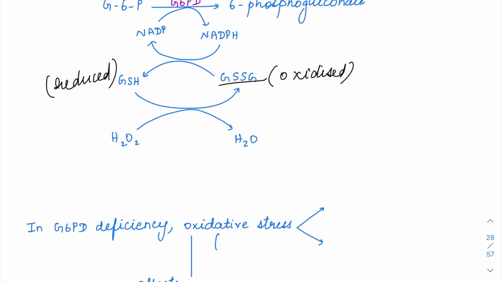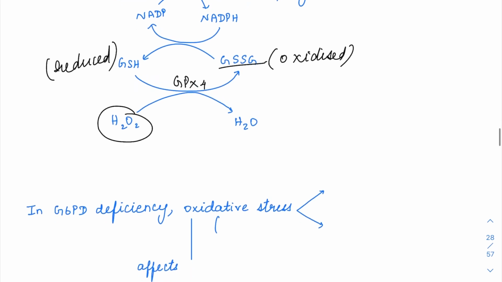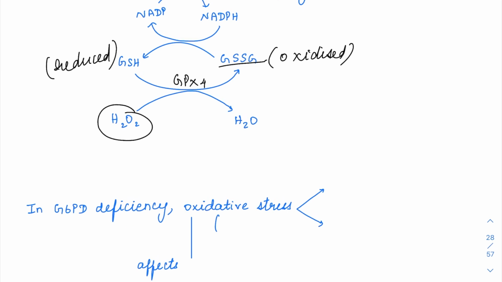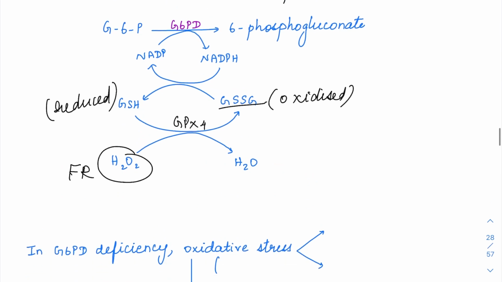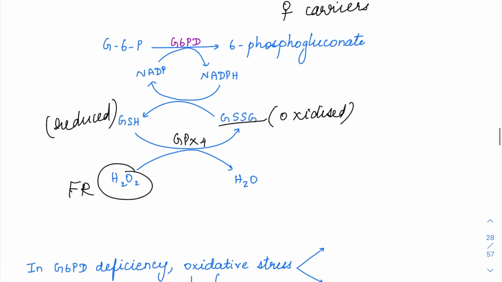This reduced glutathione is used up when the free radical H2O2 is getting converted into water. So H2O2 is going to be removed by either the catalase enzyme or the glutathione peroxidase enzyme. GPX is the enzyme which is going to catalyze the reaction, glutathione peroxidase. During this procedure, the reduced glutathione is used up, and the free radical is degraded into water. So this is what happens normally. G6PD is actually protective against free radical injury, and it helps in maintaining the reduced glutathione levels.